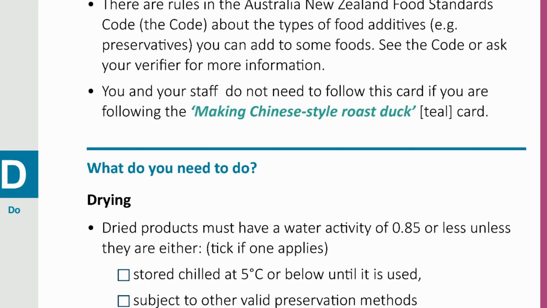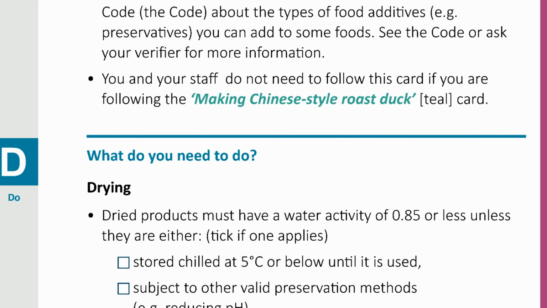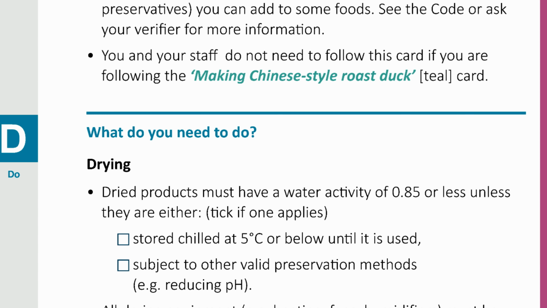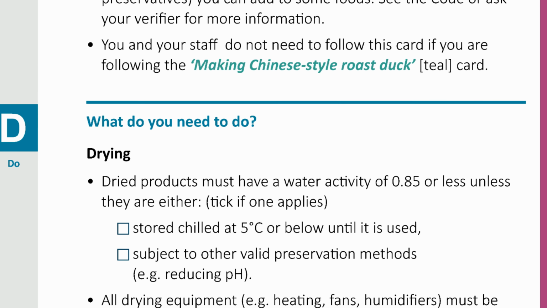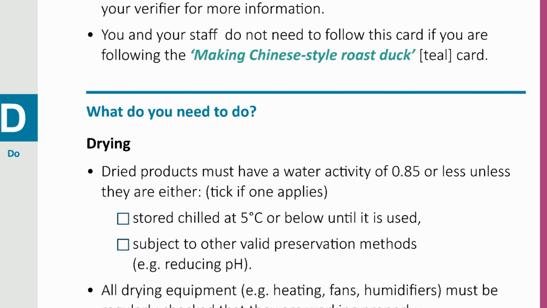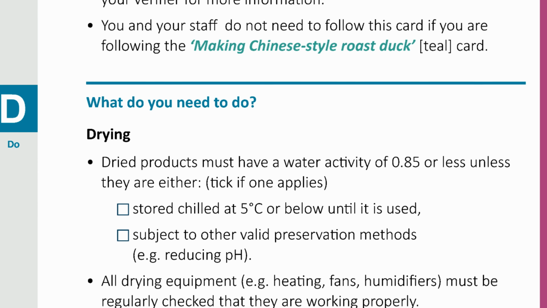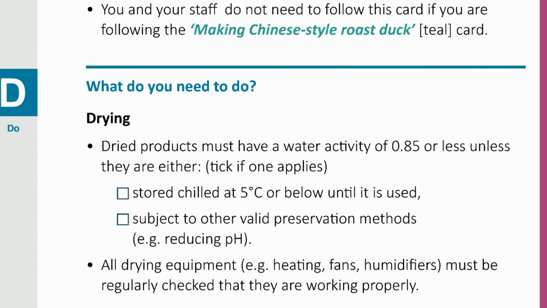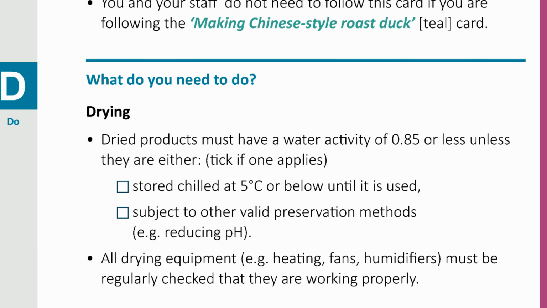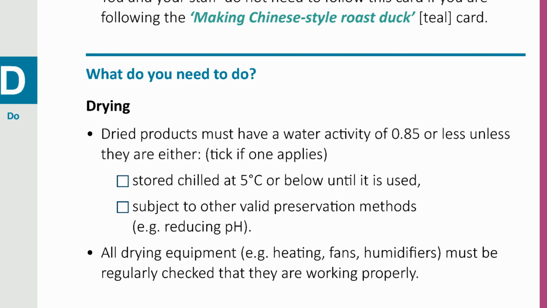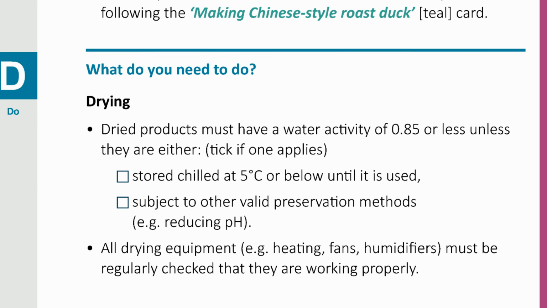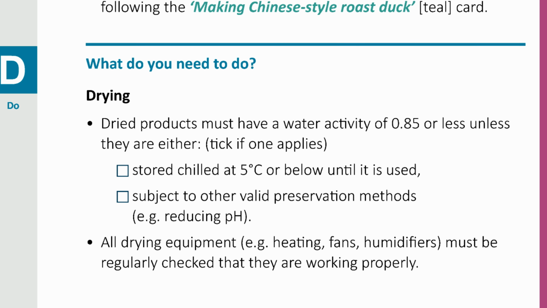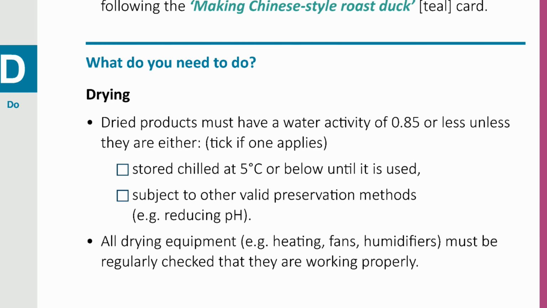Drying. Dried products must have a water activity of 0.85 or less, unless they are either stored chilled at 5 degrees Celsius or below until it is used, subject to other valid preservation methods like reducing pH. Remember to complete your copy of the template by ticking which applies. All drying equipment, for example, heating, fans, humidifiers, must be regularly checked that they are working properly.